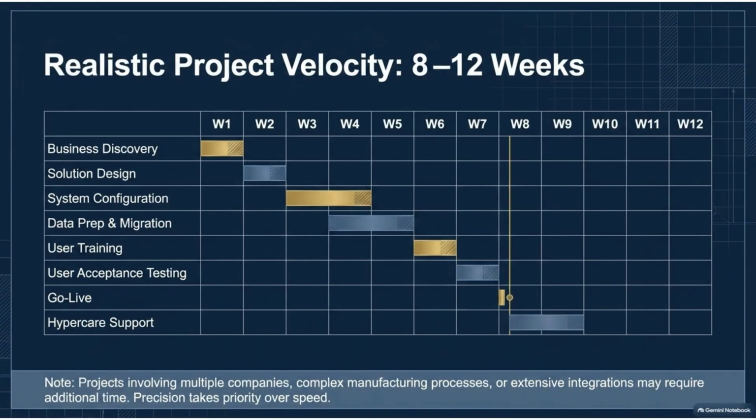A realistic project velocity is 8 to 12 weeks. While this timeline covers the core stages from discovery to hypercare, remember that complex requirements may require additional time. We prioritize precision over speed.